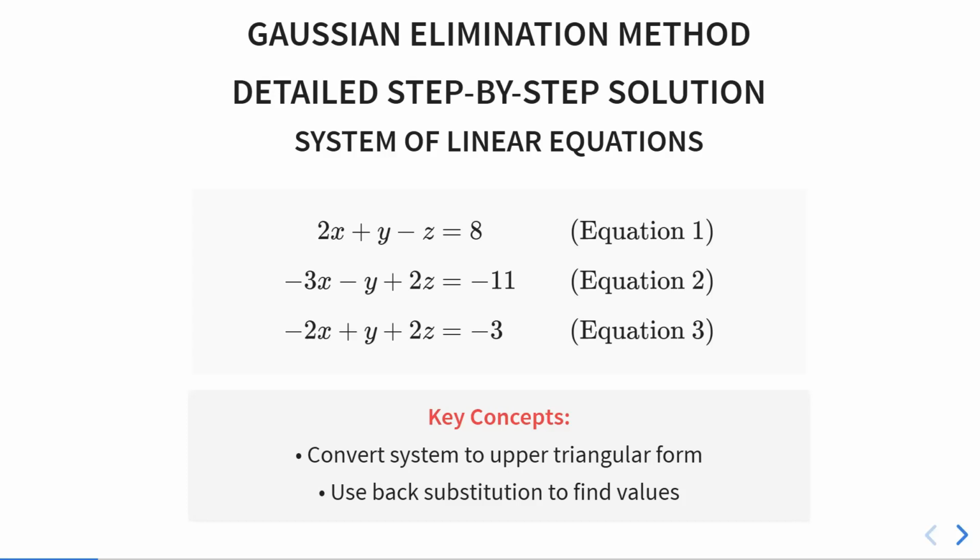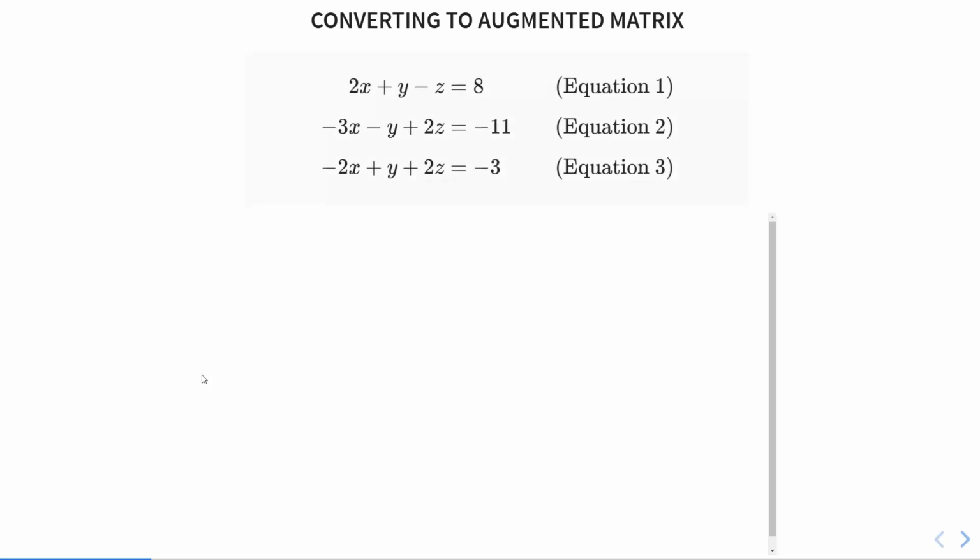So here is the key concept. First convert the system to upper triangular form, and then we will do back substitution to find the x, y and z values. So first convert these three equations to an augmented matrix. So these are the three equations. Now I am converting to the augmented matrix.